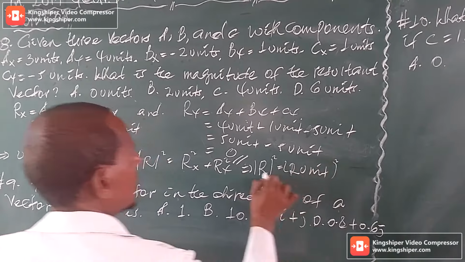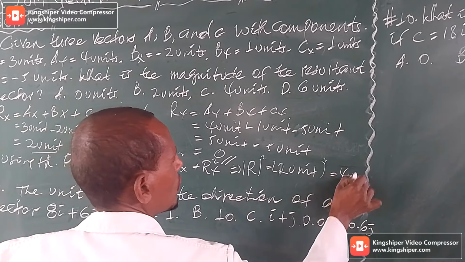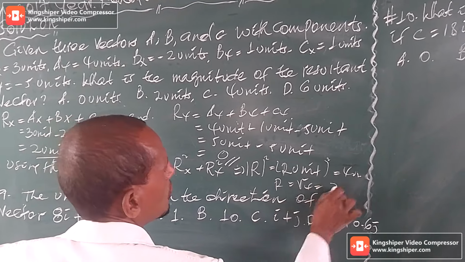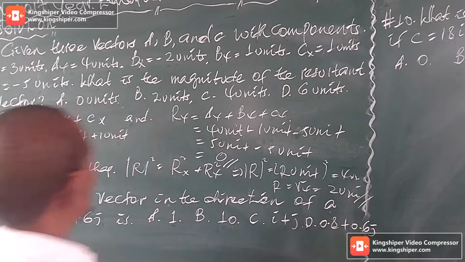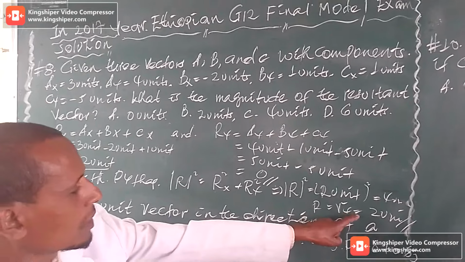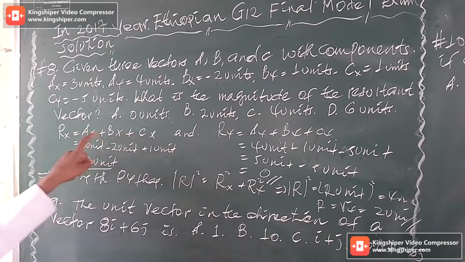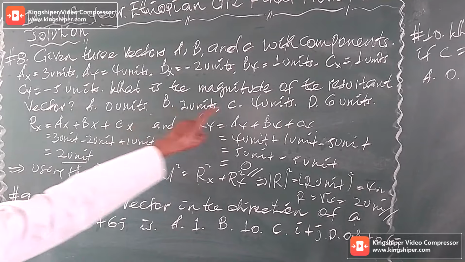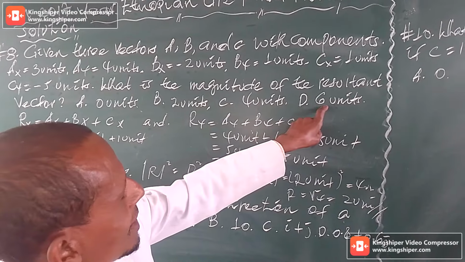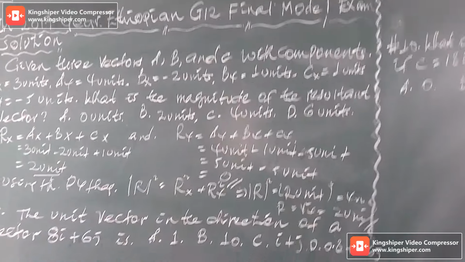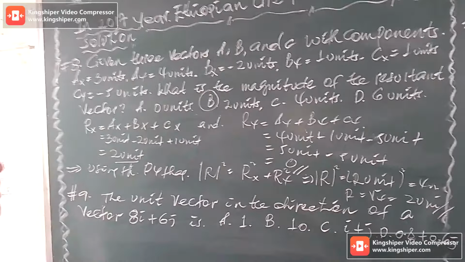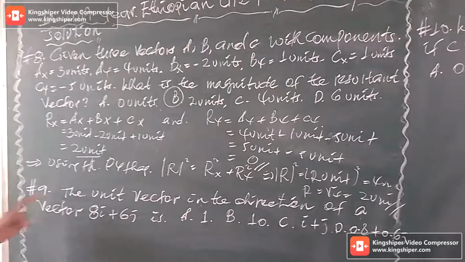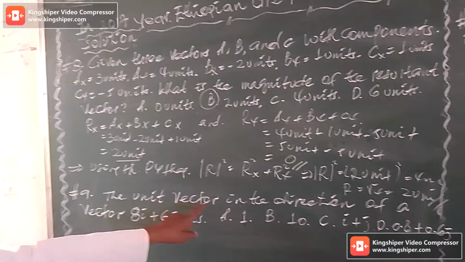2 unit square. From the given, this is 4 unit, and R is equal to the square root of 4, which is equal to 2 units. Then when we compare the given result with the given alternatives, choice A is 0 unit, choice B 2 unit, choice C 4 unit, choice D is 6 unit. So the solution is B, which means 2 unit.